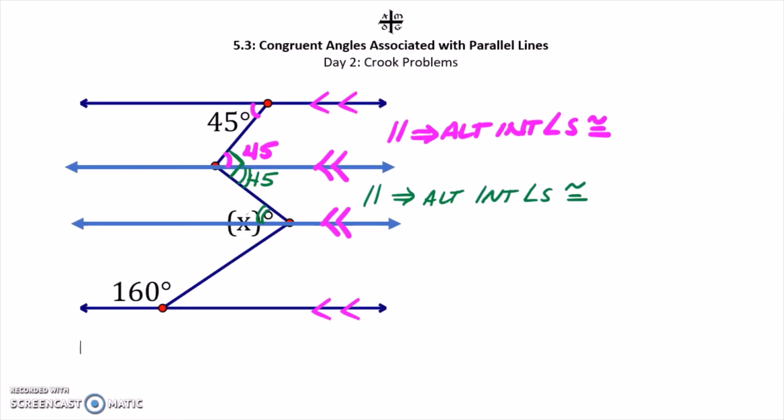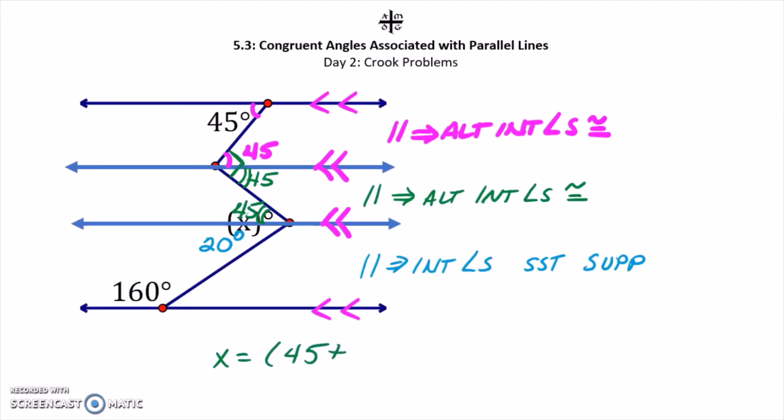Now that I've reached the x part, I'm going to start at the bottom parallel line and work my way up. Since the lines are parallel, I could use interior angles on the same side of the transversal are supplementary. 180 minus 60 is 20. So then the 45 plus the 20 gives me 65 degrees.